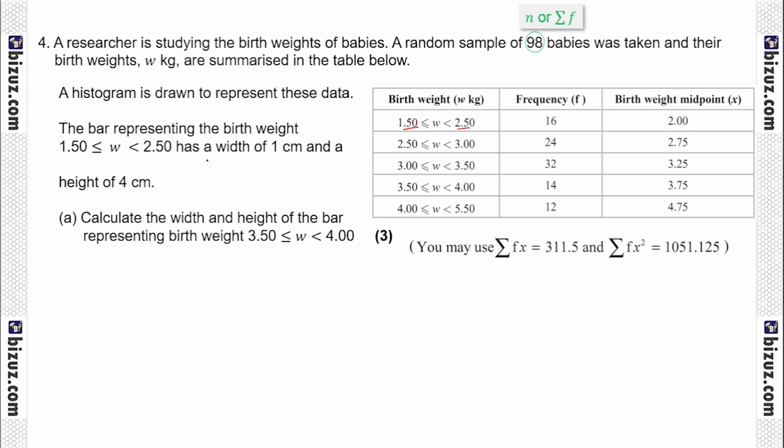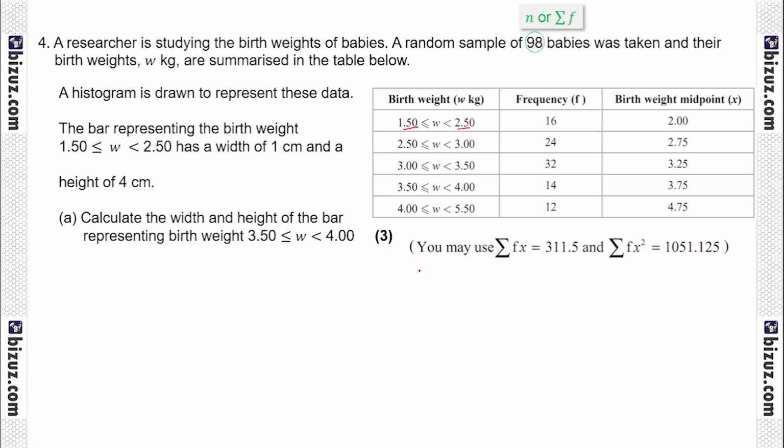The bar representing the birth weight 1.50 is less than or equal to W is less than 2.50. I'm going to refer to these classes as W being between 1.50 and 2.50 and such. It has a width of 1 centimeter and a height of 4 centimeters. Now, part A tells us to calculate the width and height of the bar representing birth weight W being between 3.50 and 4.00. All right.